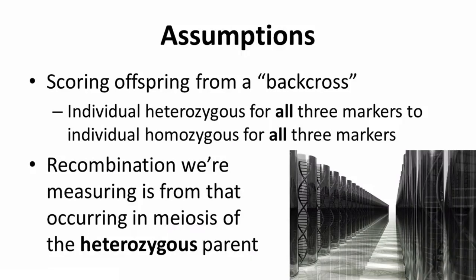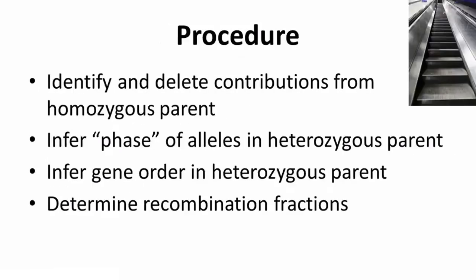Now, in scoring those offspring, what we're actually measuring is recombination that occurred in the meiosis of the heterozygous parent. That's what we're actually examining by looking at the genotypes of the offspring. The way we're going to do this is we're going to identify and delete the contributions from the homozygous parent to all the offspring.